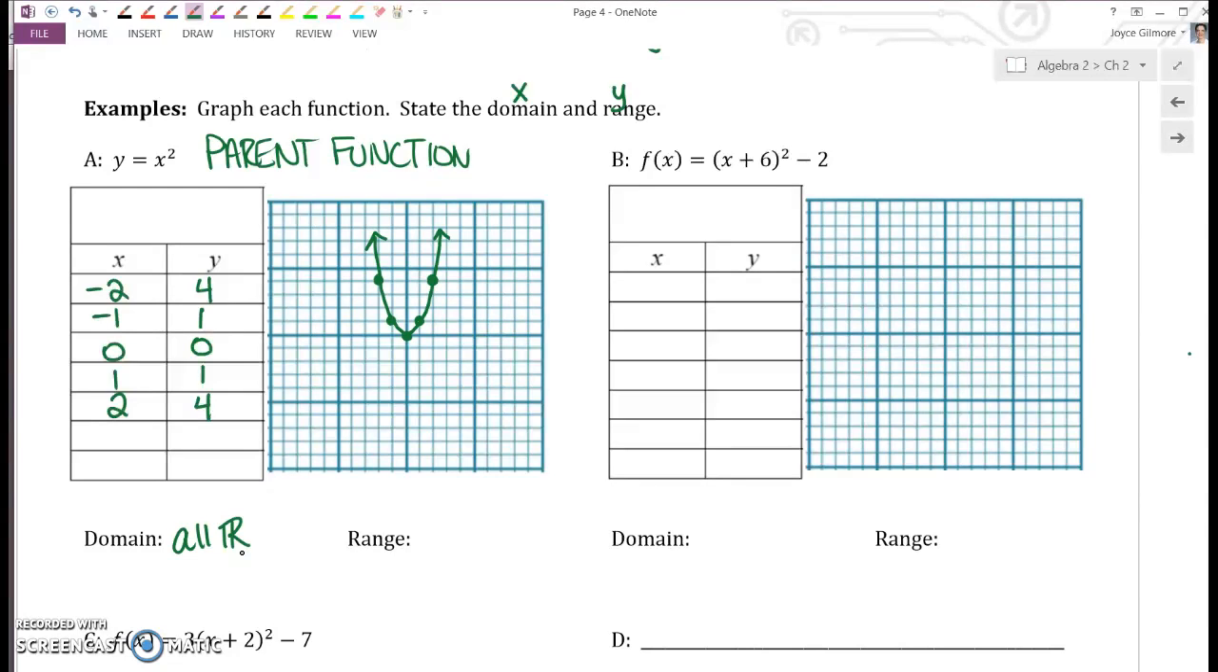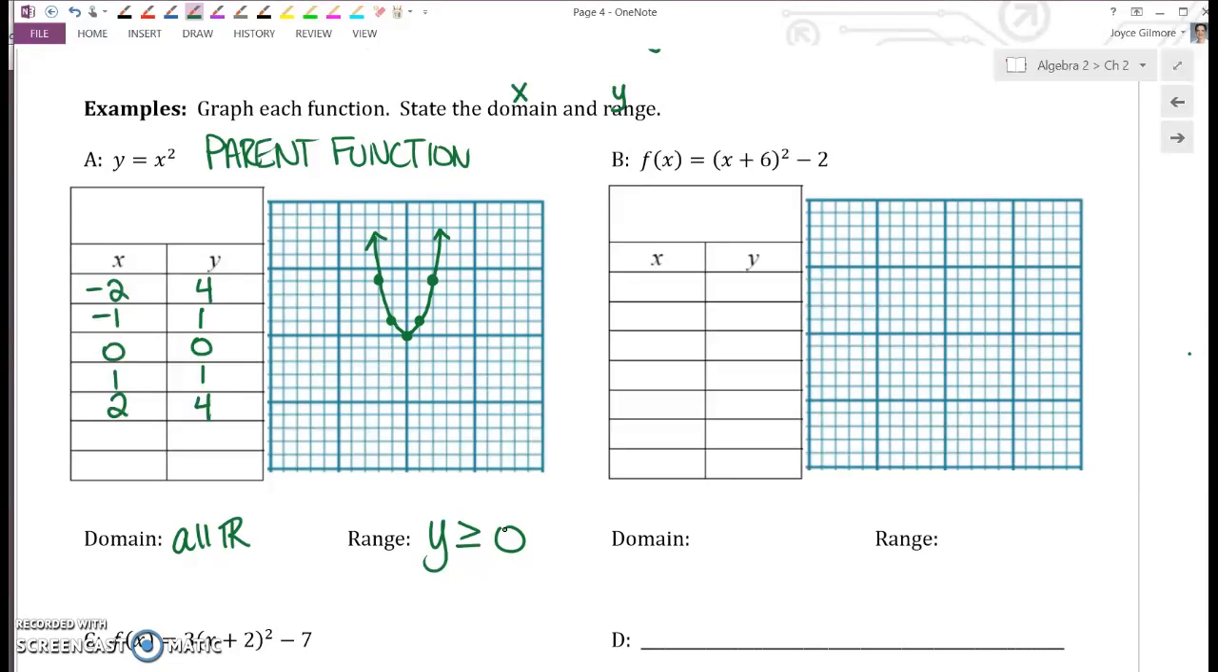The range represents the dependent variable. The y values depend on the x values. And what I want you to notice here is our vertex has a y value of 0. These next points have a y value of 1, and then a y value of 2, 3, 4. All of these points are above 0 on that y number line. So all of our y values are greater than or equal to 0. When you square something, it makes it positive. So all of those y values have to be 0 or larger.